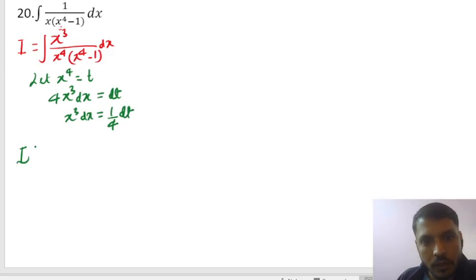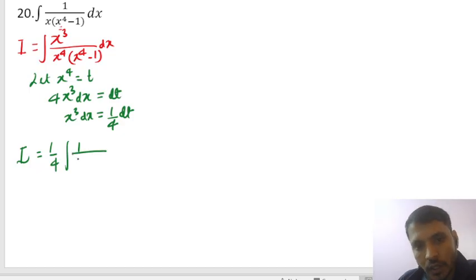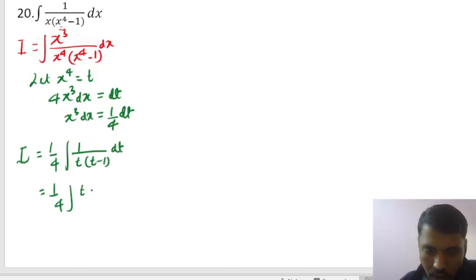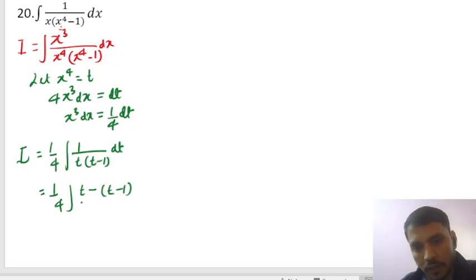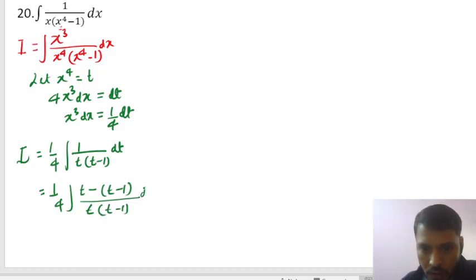Now our I will become equal to the integration of 1 by 4. I am writing it outside only, the integration of 1 upon x to the power 4 is t, and this is t minus 1, and here dt. Now we can rearrange it. Here I can write t and minus of t minus 1, because it is going to become 1 only, and here it is t into t minus 1 and dt.